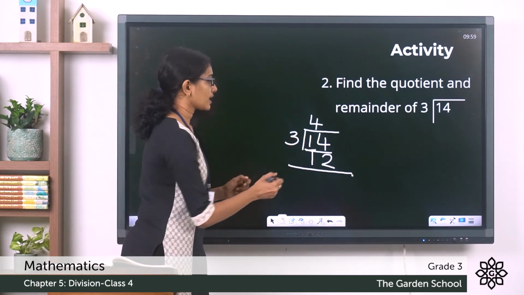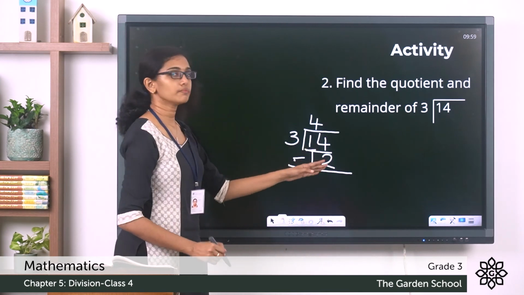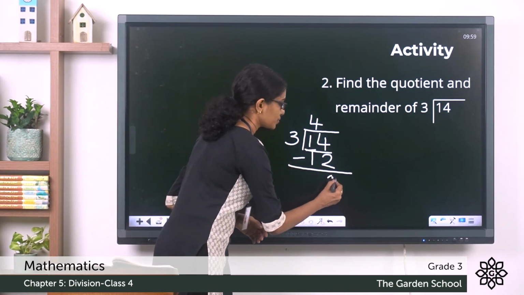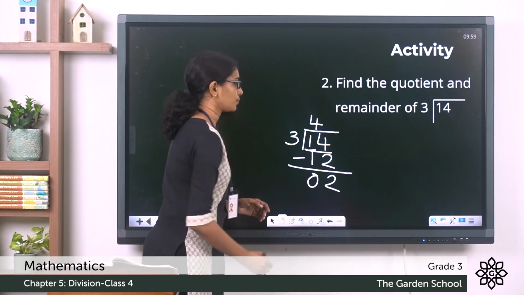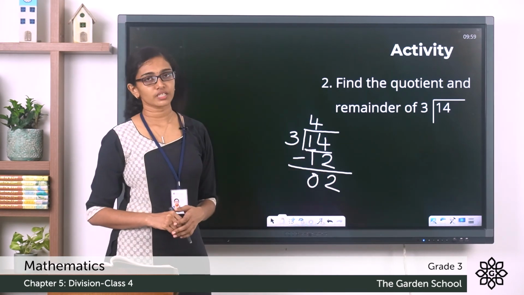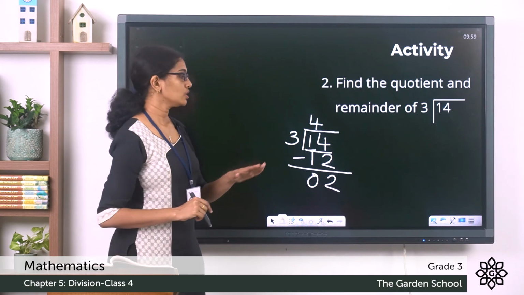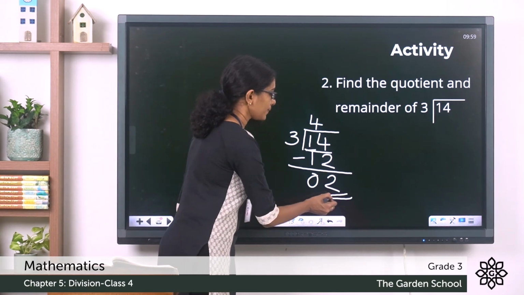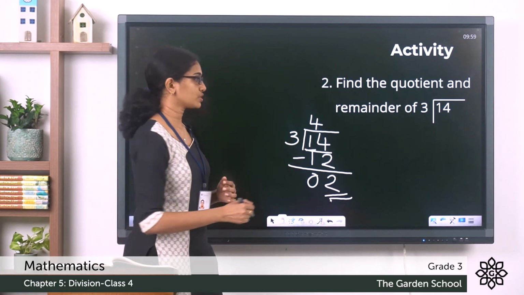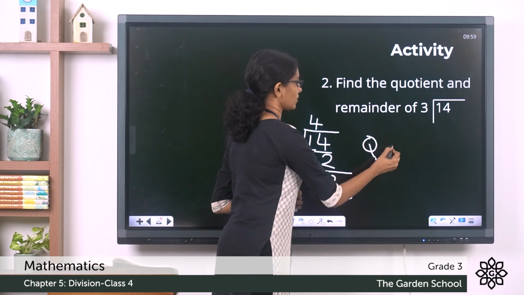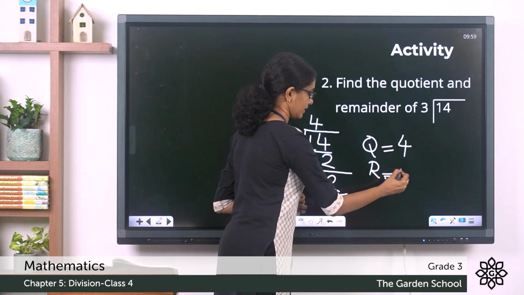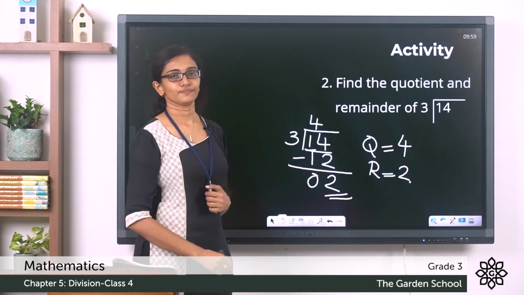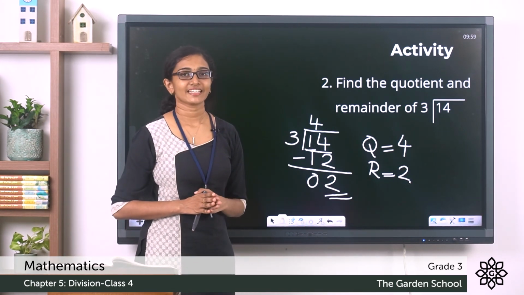So now let's subtract these two numbers. 4 minus 2 is equal to 2 and 1 minus 1 is equal to 0. Now is there any more digit to bring down? No, right? So let's stop the division right there and we have got the quotient Q is equal to 4 and R, the remainder, is equal to 2. Hope you got the answer correct.